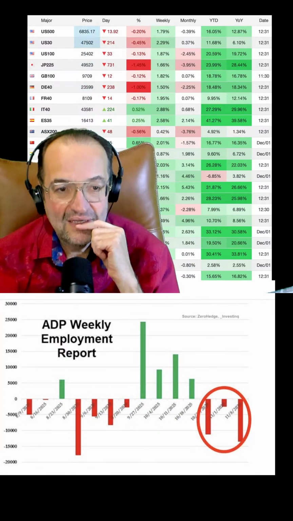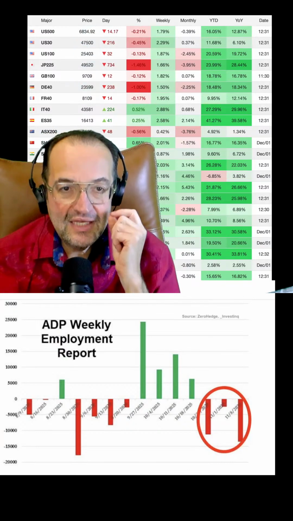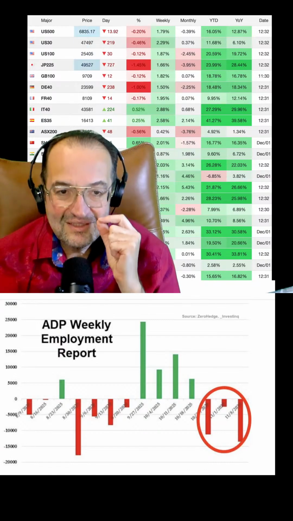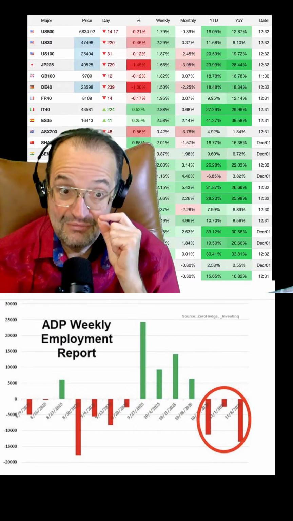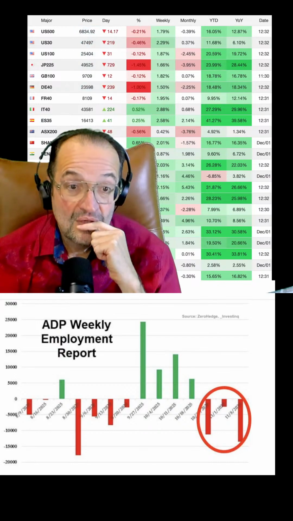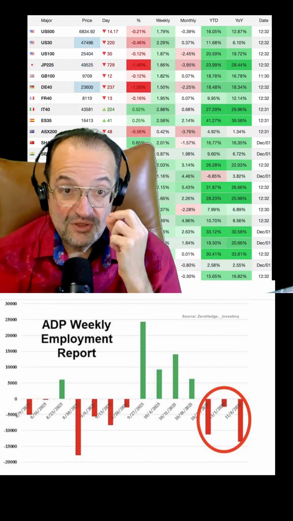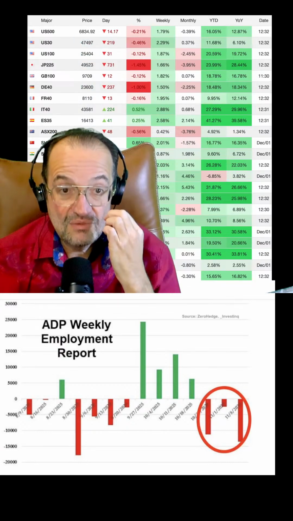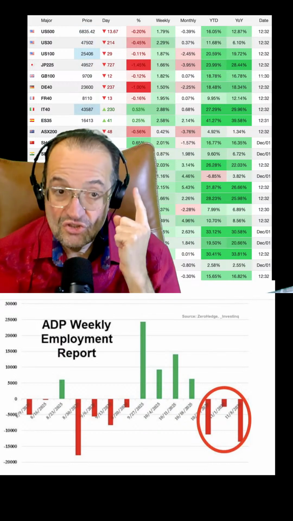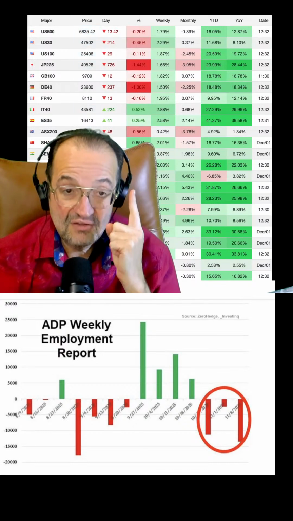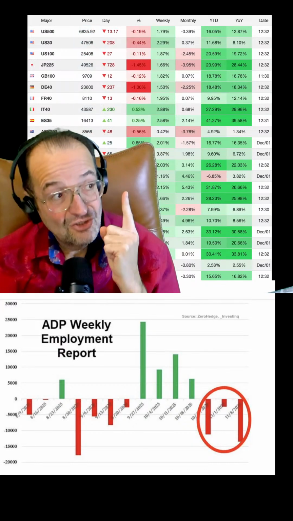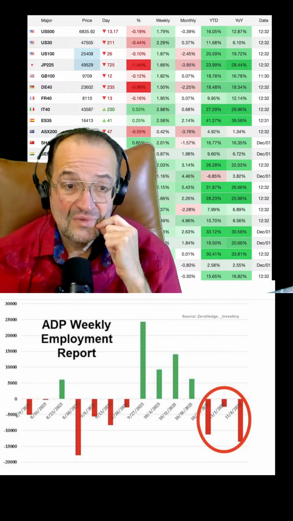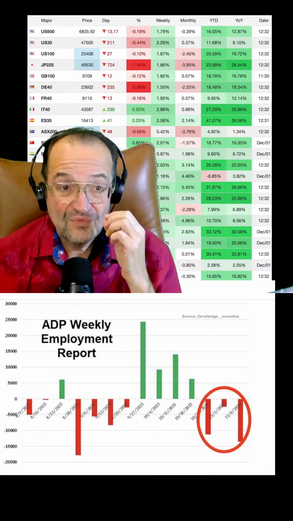So basically, this is the ADP weekly employment report. Now, if you look at the chart on the screen, you'll probably notice the same thing I did. After several weeks of solid employment gain, we suddenly plunged deep into negative territory, and not just once, across multiple consecutive readings. We're not doing that great with employment. So let's understand the chart.